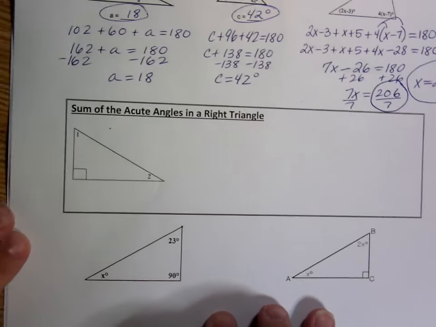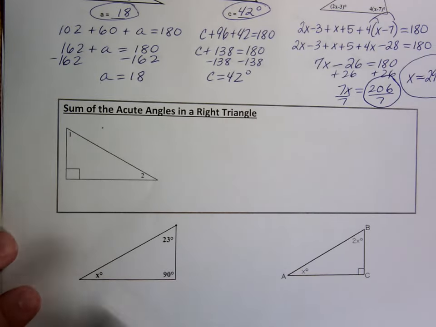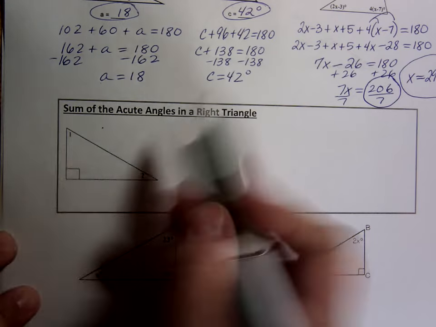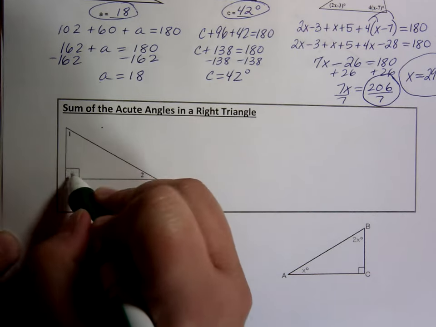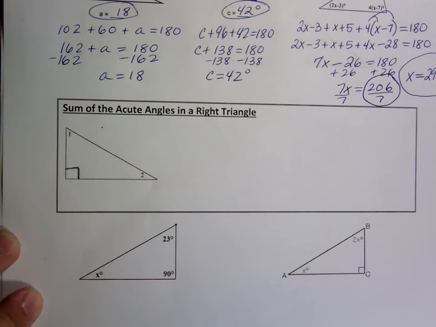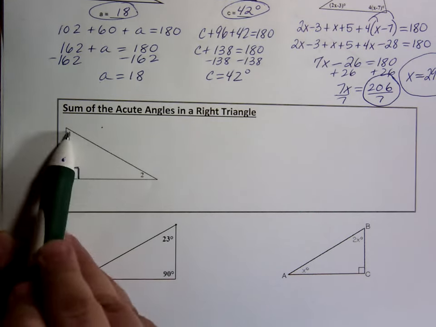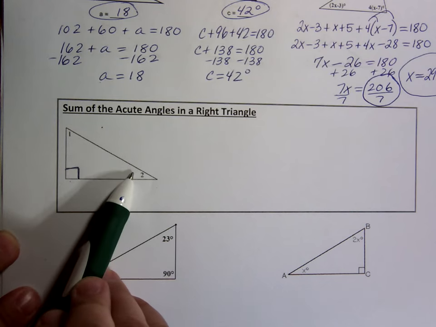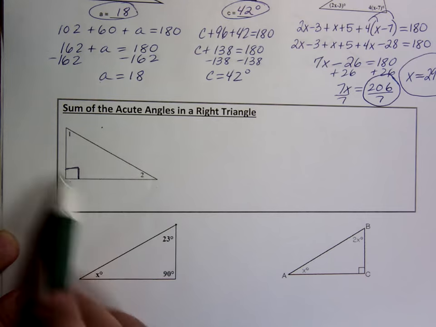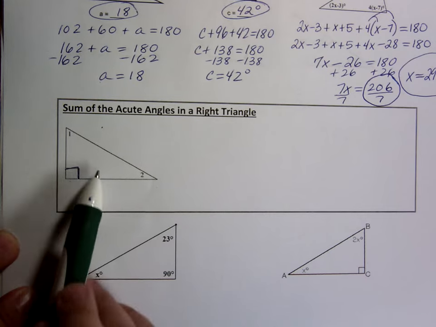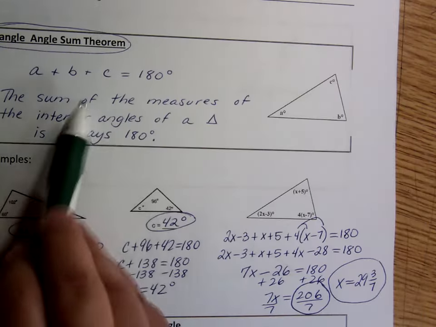All right, next. This comes directly from the triangle sum theorem, and that is the sum of the acute angles in a right triangle. In a right triangle, one angle is 90. The other two have to both be acute then. They can't add up to more than 90. Neither one of them can be bigger than 90, because then altogether it would be more than 180. And this is a triangle, so this rule still applies.